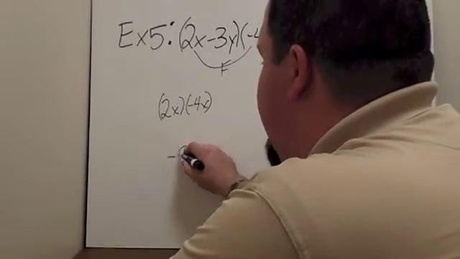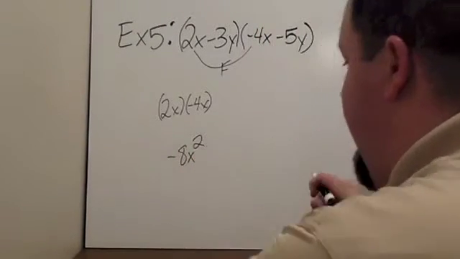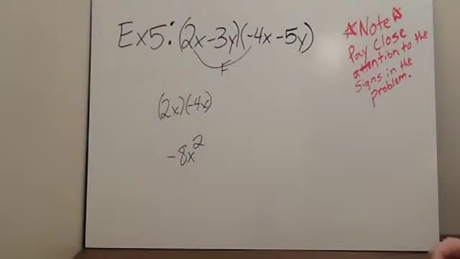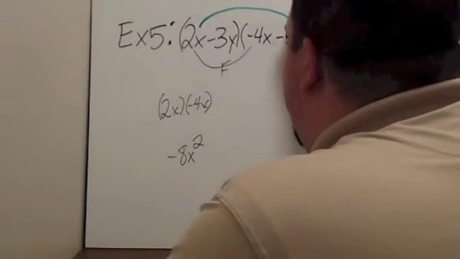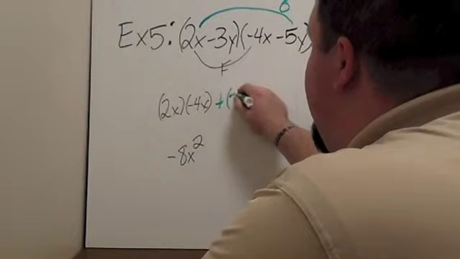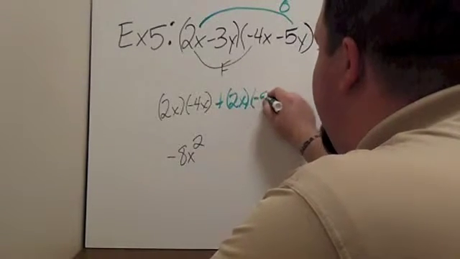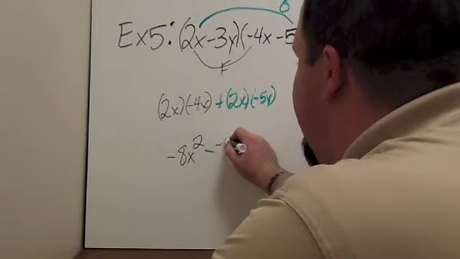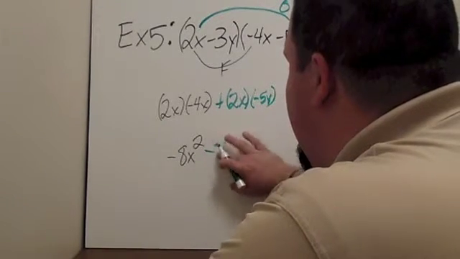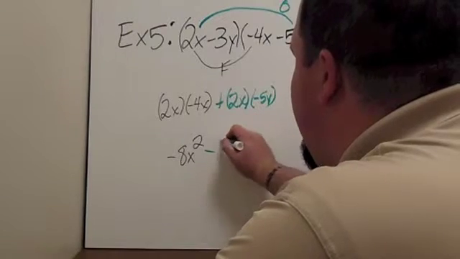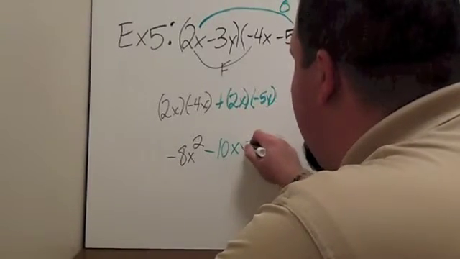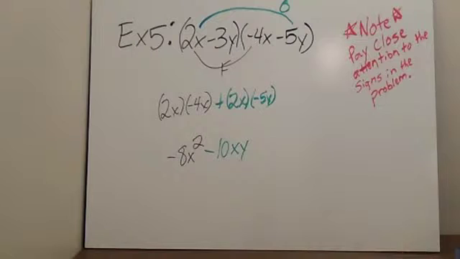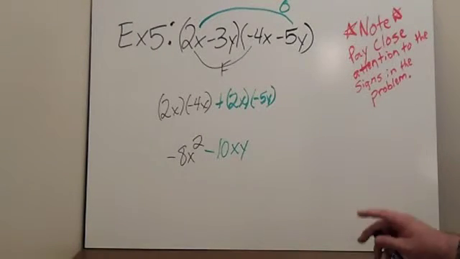That will result in a negative 8x squared. Again, x times x is x squared. We do our outer terms. We have 2x times negative 5y. 2 times negative 5 is going to give us a negative 10xy. When we have multiple variables, remember we list them alphabetically and by order of power.